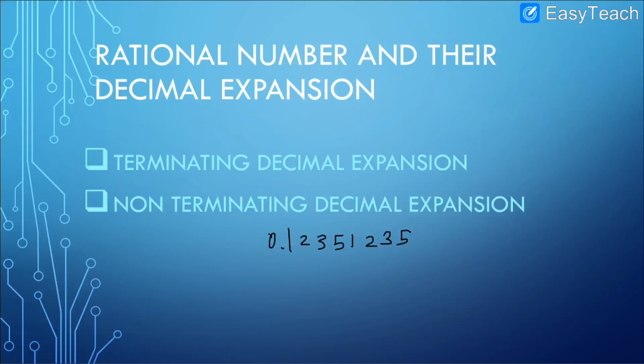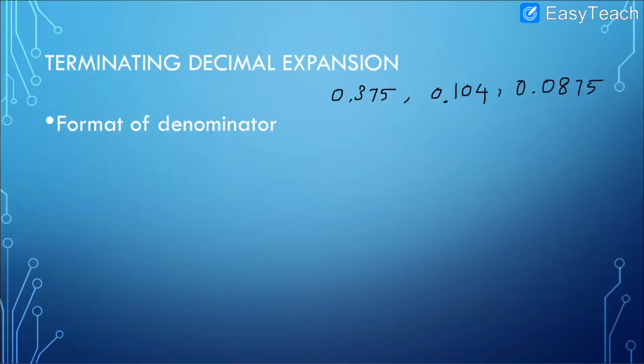Terminating decimal expansion means it completes, like 0.4 or whatever, maybe a bigger number also, for example 5432, but it never repeats, it ends. That is called terminating decimal expansion. So first I want to explain the terminating decimal expansion.